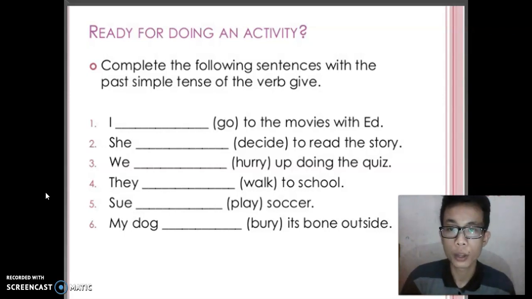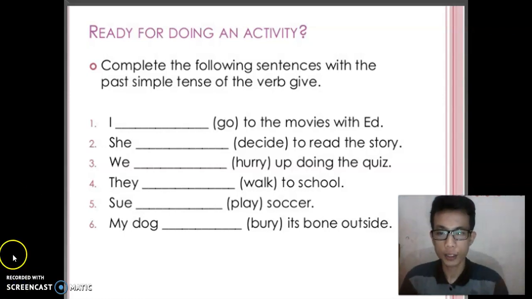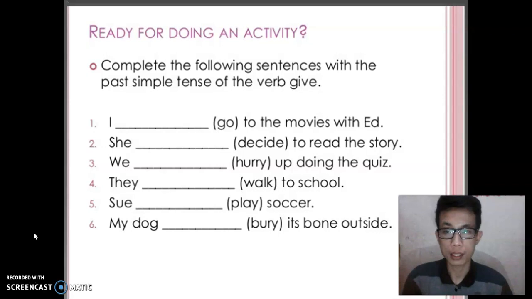Complete the following sentences with the past simple tense of the verb given. In the 6 sentences, there's a blank, and there's some verb in parentheses. So there's a verb to give. I give you a chance to complete the sentence in simple past. Okay, let's discuss. You may guess what the answer of the first question is.